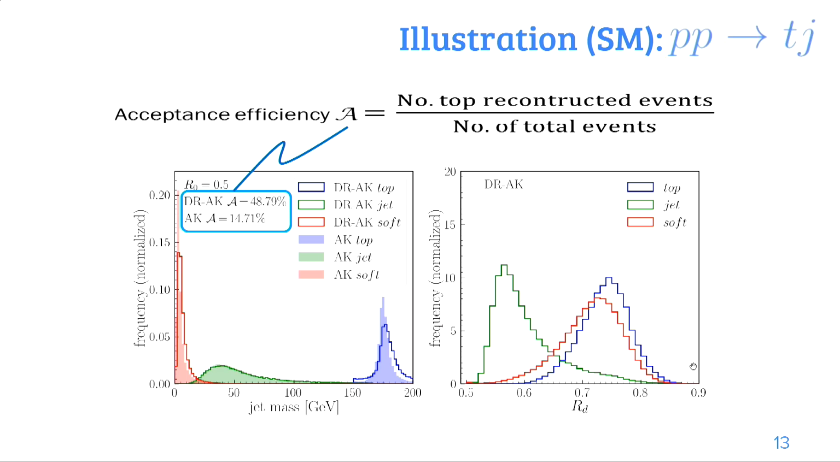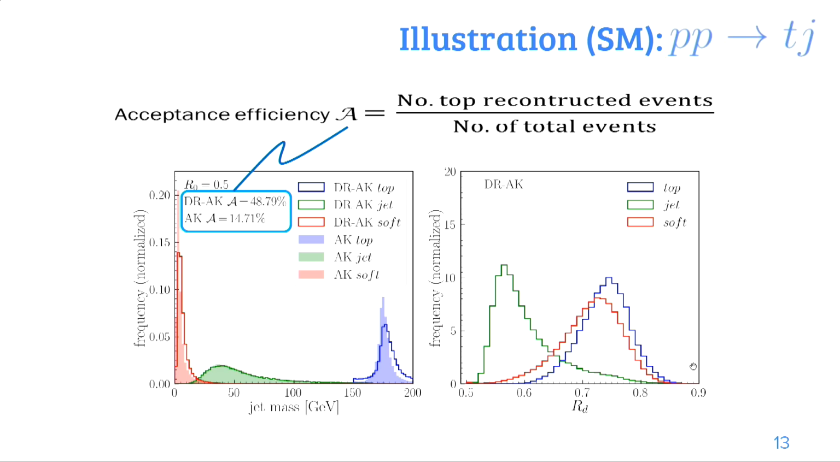And here what we can see is that for the QCD jet, represented by the green, the mass for both cases is similar, the distributions are similar. And another thing that we achieve is this acceptance.